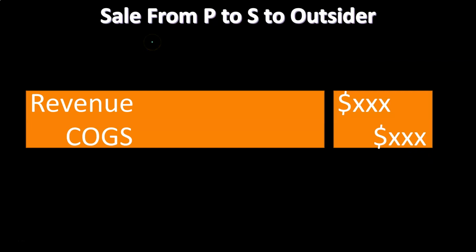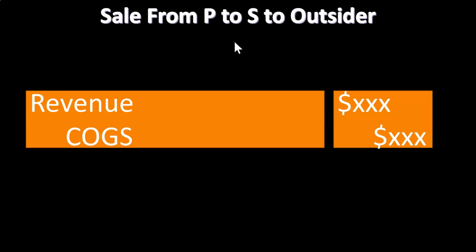We're going to be talking about the scenario from the sale from P to S to an outsider. So parent sells to the subsidiary, subsidiary sells it to an outsider. From S to the outsider, that's an arm's length transaction. From P to S, that's not an arm's length transaction, and we basically need to make an elimination entry for that.